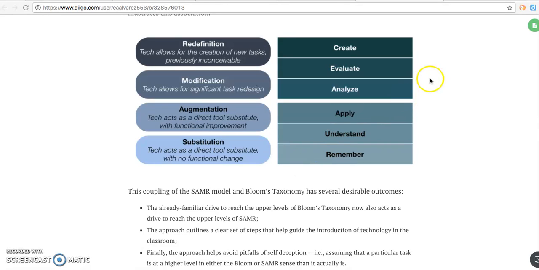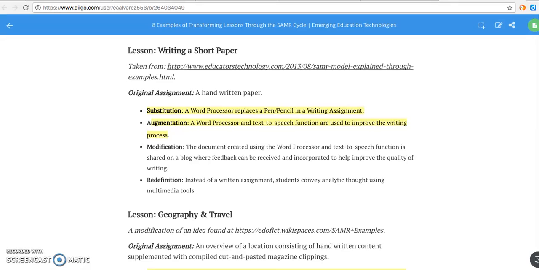There is another website that I found that looks a little bit more at what each of these looks like within a lesson. So if we look at when students are writing a paper, a substitution would be using a word processor instead of pen or pencil when they're writing, where an augmentation would be using text-to-speech functions to improve writing. So it's actually changing how the student is doing their writing, but it's not changing the task itself.